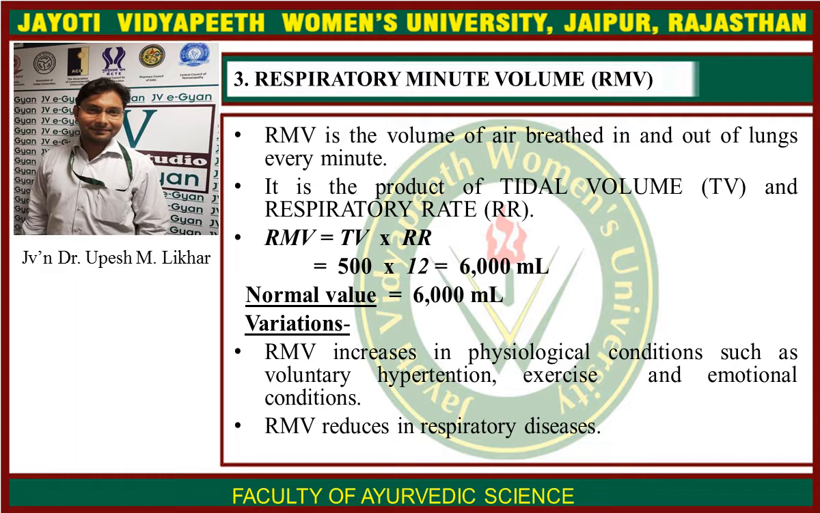Next is respiratory minute volume. Respiratory minute volume is the volume of air breathed in and out of lungs every minute. It is the product of tidal volume and respiratory rate. The normal value of respiratory minute volume is 6000 ml or 6 liter. Respiratory minute volume increases in physiological conditions such as voluntary hyperventilation, exercise, and emotional conditions. It reduces in respiratory diseases.